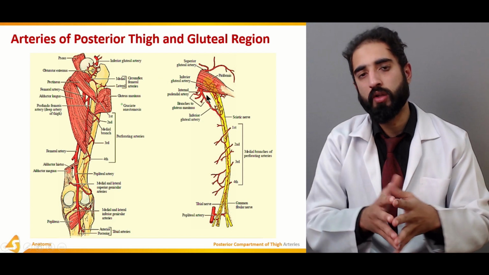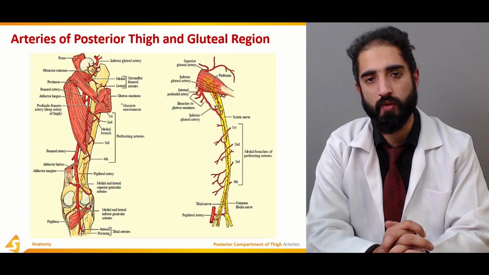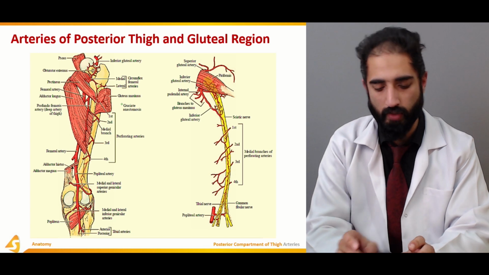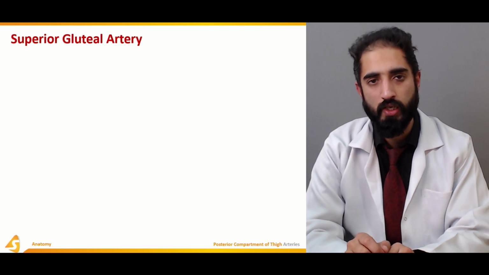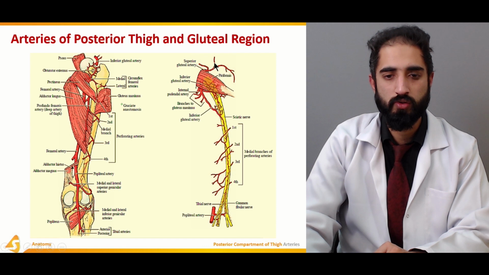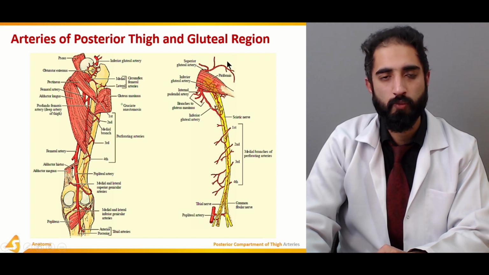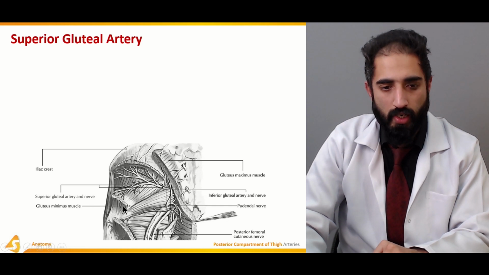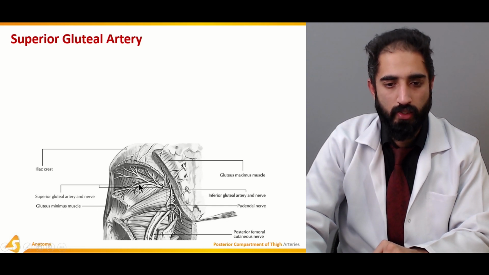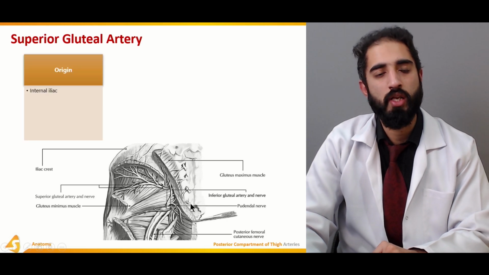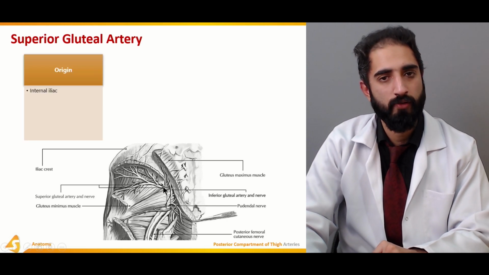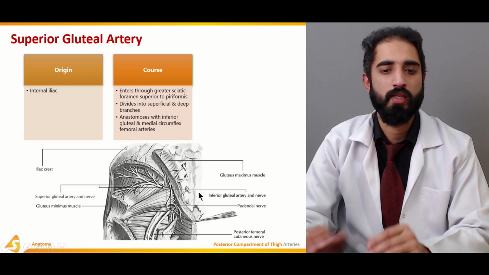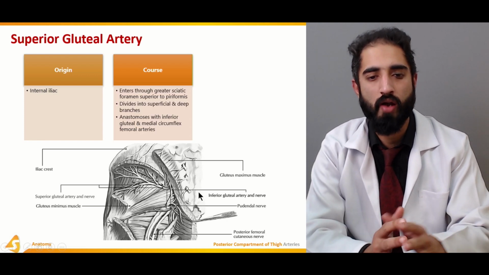So these are actually all the arteries or the blood vessels that we're going to talk about in detail one by one. So let's start off with the superior gluteal artery that we just saw here. Here we have the superior gluteal artery. So superior gluteal artery, as we can see here, the origin is from the internal iliac, and the course is that it enters through the greater sciatic foramen.